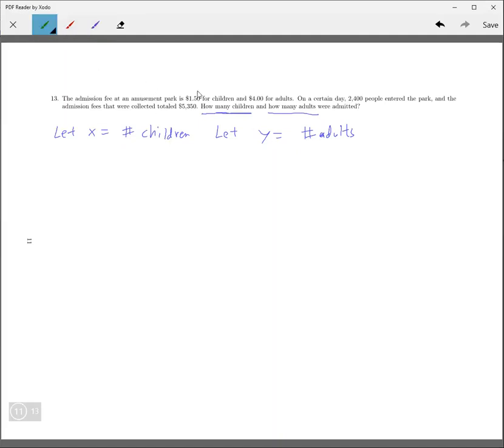Okay, now if 2,400 people entered the park on a particular day, that translates to X plus Y equals 2,400. Okay, so the number of people that enter the park is the number of children plus the number of adults, right? So X plus Y is 2,400. Then the admission fees were this much, okay?